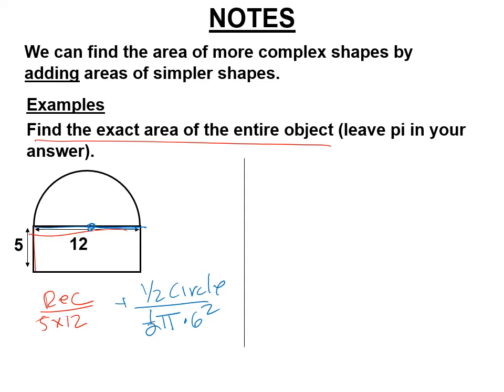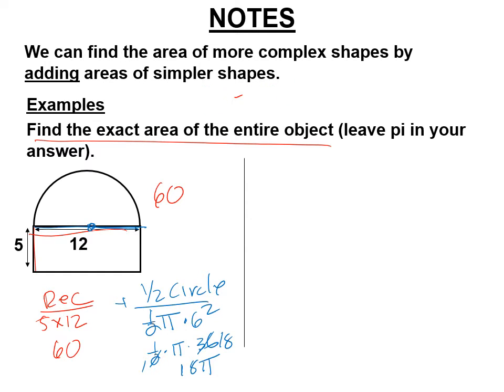It's 1/2 times pi times 6 squared. So this becomes 1/2 times pi times 36. 2 goes into 36, 18. So the semicircle is 18 pi. The rectangle is 60. So now 60, right? If you had 60 minus 18x, what would you do? You'd stop, right? Because they're not like terms.